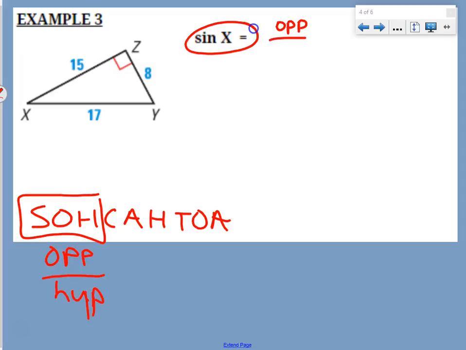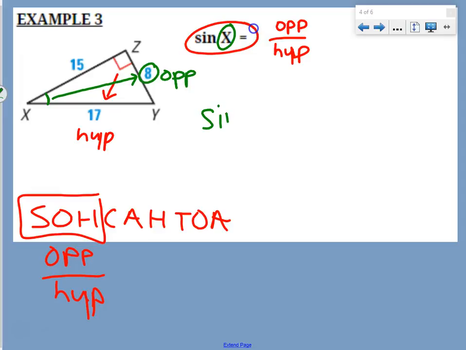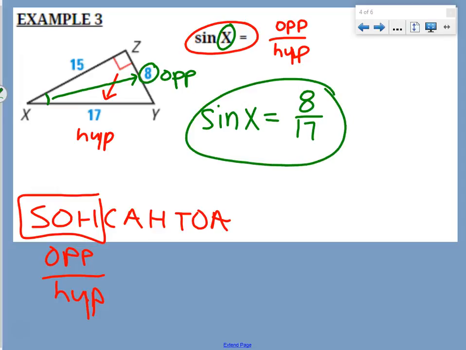So we need to label our sides. Hypotenuse is directly across from that right angle, so 17 is our hypotenuse. We're looking at angle x. So if we look at x right here, opposite all the way across here is going to be 8. So our sine of x equals opposite 8 over hypotenuse 17.